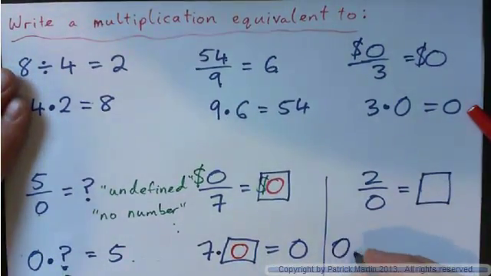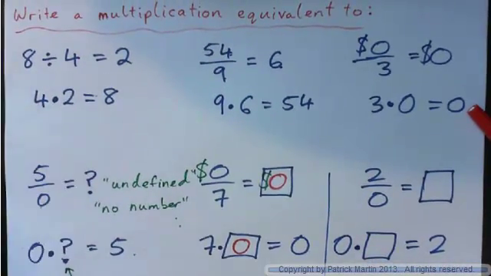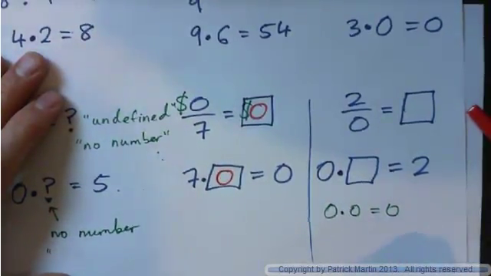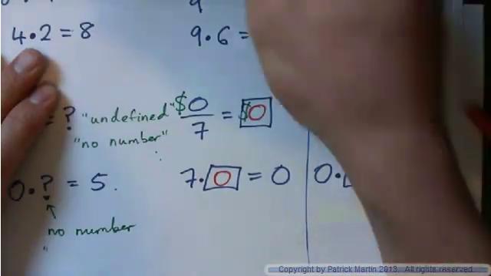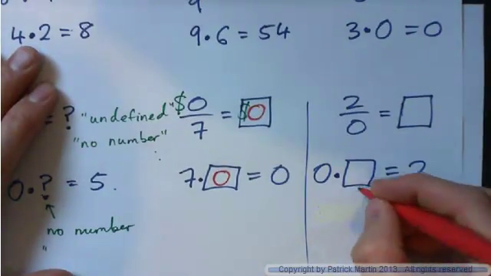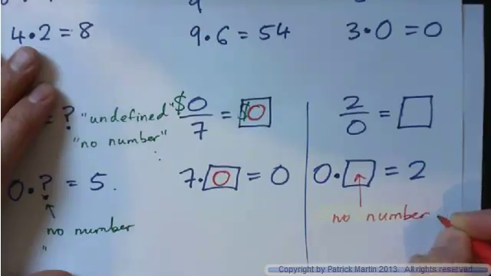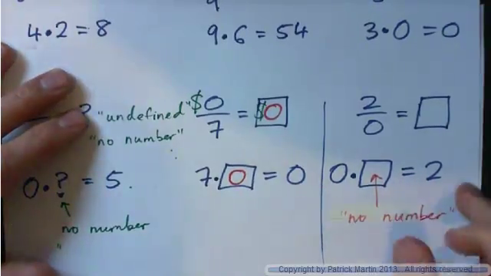So 0 times this thing should give 2. What number can I plug in here to make this work? 0 times what will give me the number 2? Zero times 0 is 0, by the way, so that's not going to work. Not 2, right? Is there anything I can plug in here? 0 times something equals 2? No number is going to work there. There is no number in the world that will work. 0 times anything is never going to work.